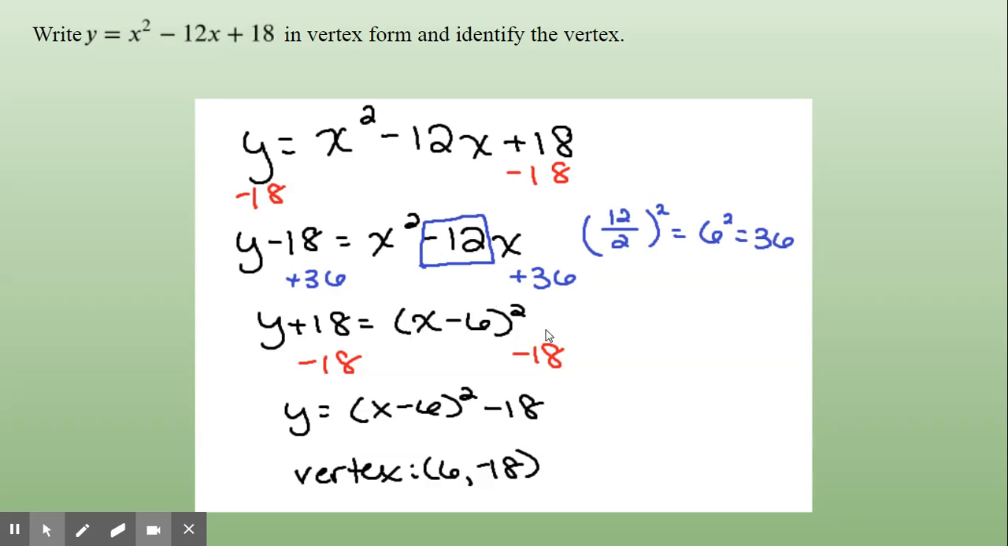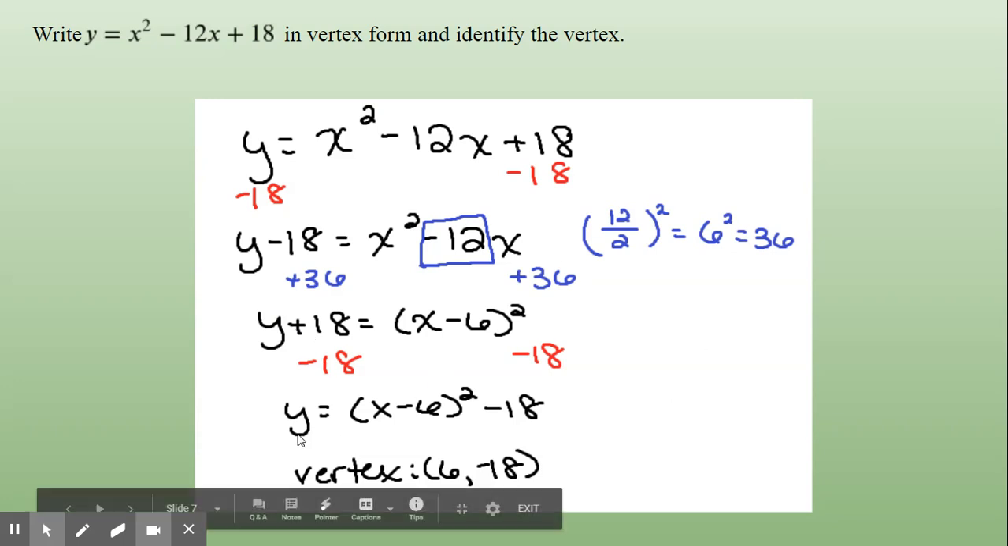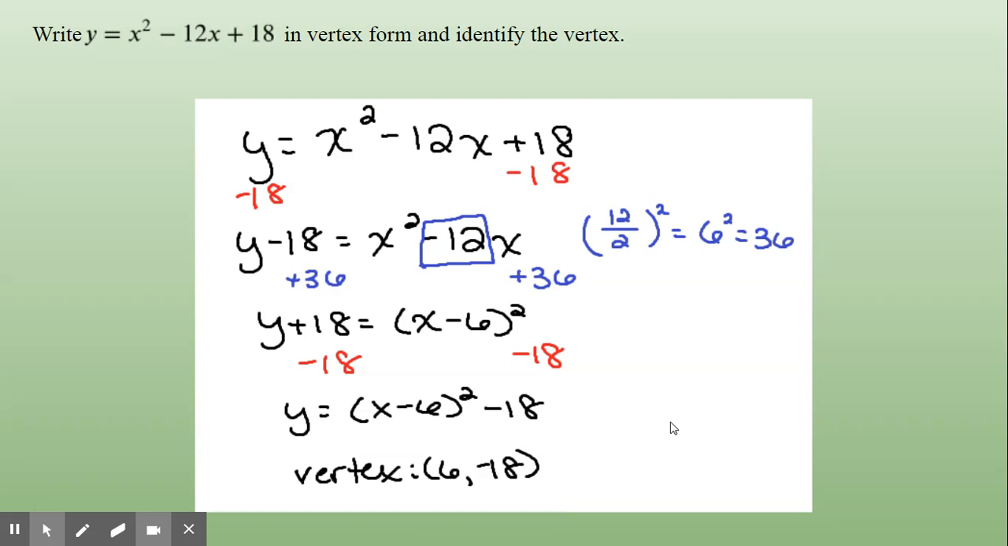So once I'm here, I've got to get the y by itself. I need to make it a function. Bring that 18 over by subtracting it. And now it is in my vertex form. Nice and pretty right there for me to be able to pull out the vertex, which again, remember, your vertex is the value inside it with your x, opposite of it. So that x minus 6 becomes a positive 6. And the value at the end is my negative 18.